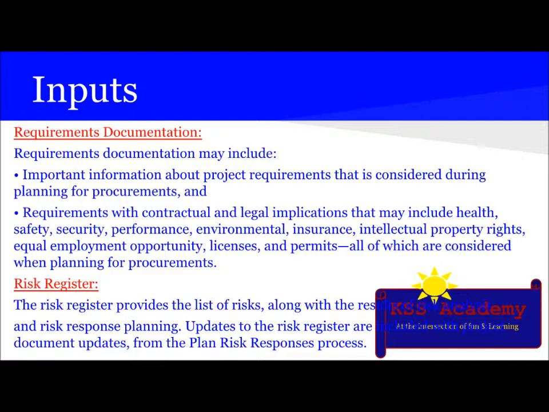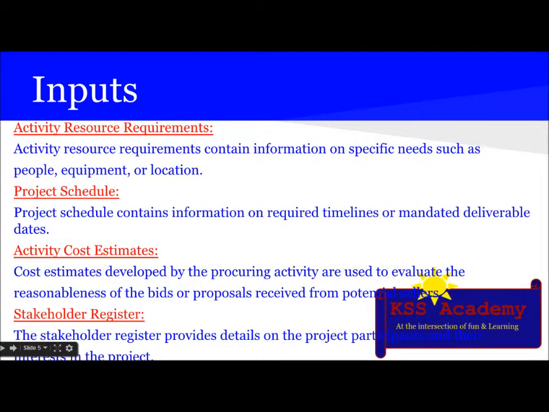The next input is the risk register, which provides a list of risks along with the results of risk analysis and risk response planning. Updates to the risk register are included with the project document updates from the plan risk response process. The next input is activity resource requirements, which contains information on specific needs such as people, equipment, or location. Then is the project schedule. The project schedule contains information on required timeline or mandated deliverable dates.